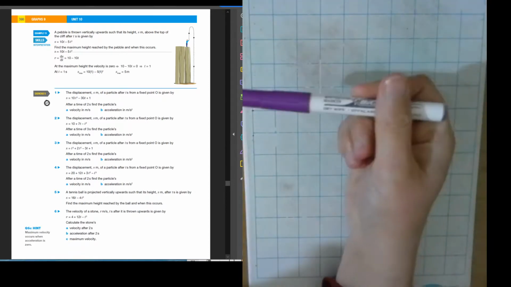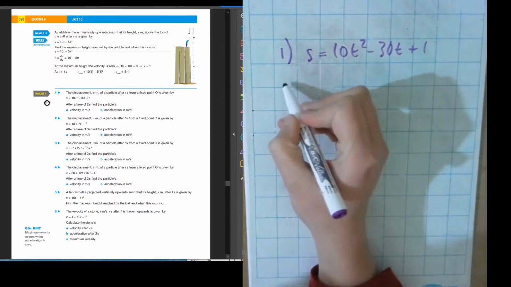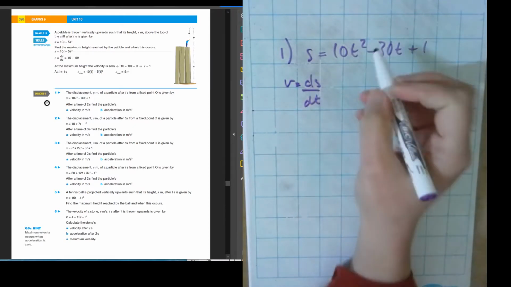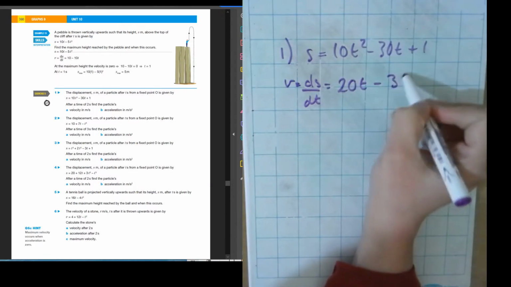So in regards to some of the ones they are doing in question 1, you're kind of doing the same thing I've already given you examples for, but I'll just run through question number 1 to get you through it. It says displacement s of a particle after t seconds from a fixed point is given by s equals 10t squared take away 30t plus 1. Okay, so in order to find out v, I'm going to do ds by dt, which is just differentiating this. So that's 20t take away 30.